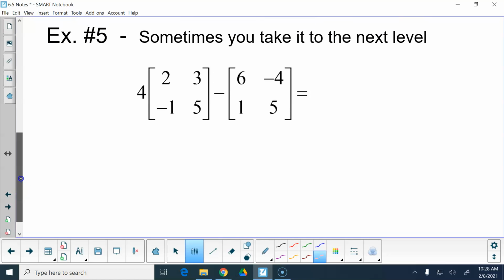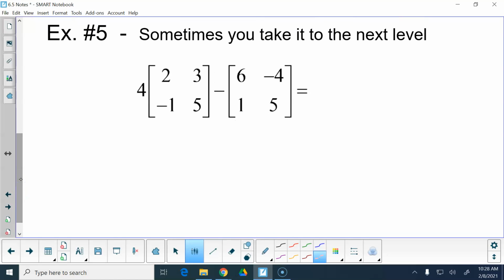Now that we have scalar multiplication in our toolbox, we can take adding and subtracting matrices to the next level, where we can have a scalar multiplication and an addition going on at the same time. So please try this at this time.